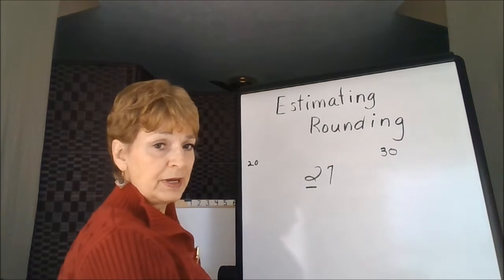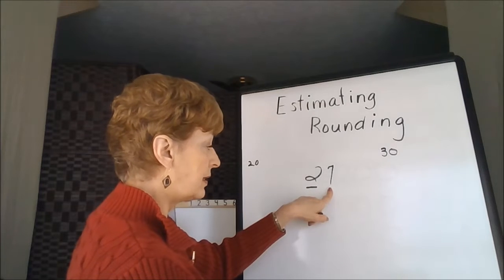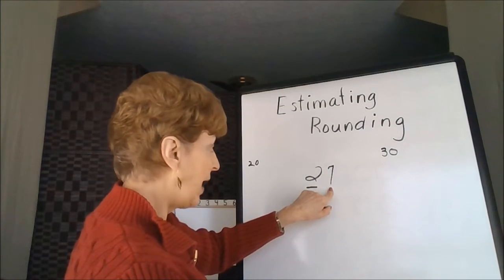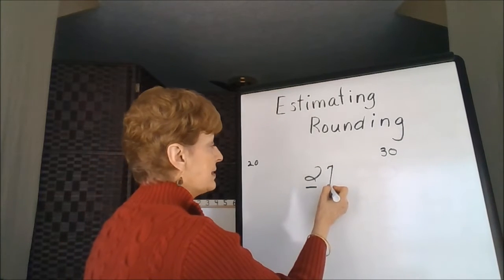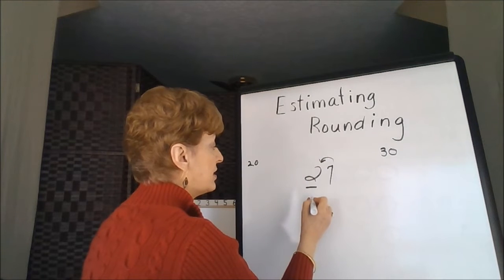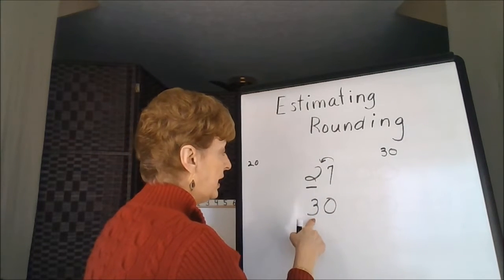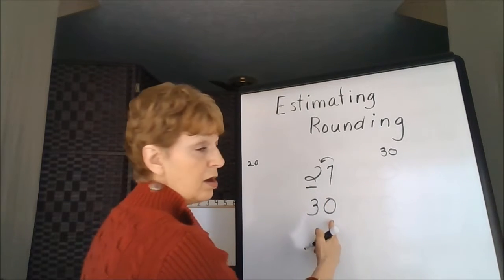Here's our focus number. It's in the tens place, so we're going to look at the number right to the right of it. Is that a power number or a wimpy number? Well, that's definitely power, so that changes it to 30. It changes the 2 to 3, and the right-hand side after the number all goes to 0.